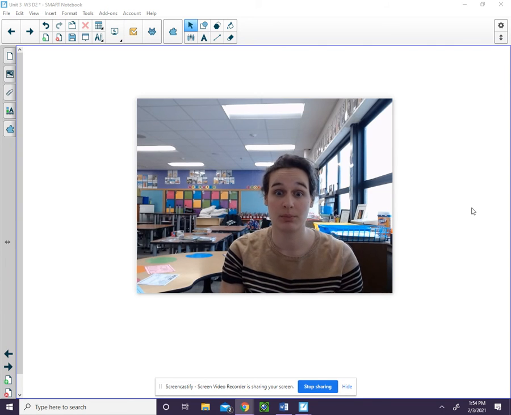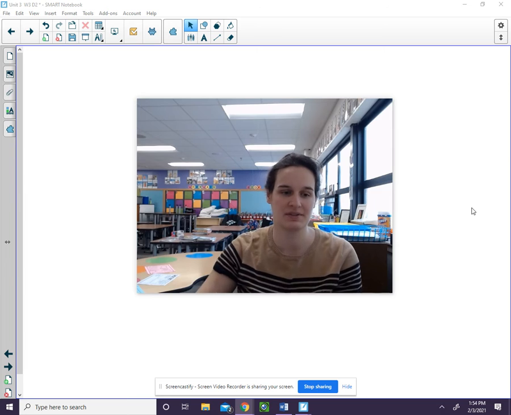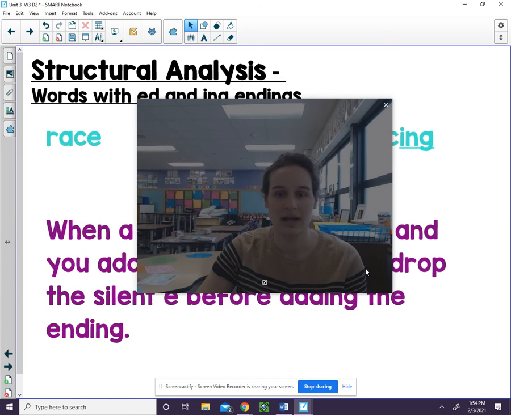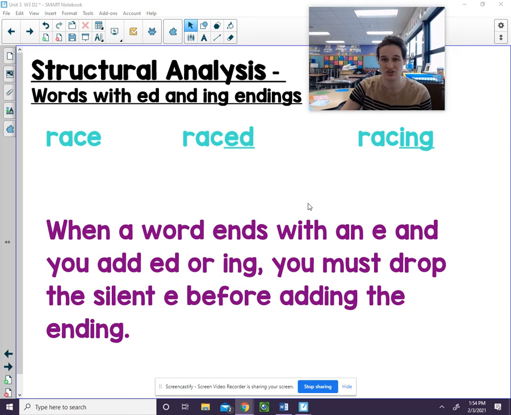Last word, bridge. /b/, /r/, /i/, /j/, bridge. Had 4 sounds. We now are going to be talking about words with ed and ing endings. Look at the words we have.